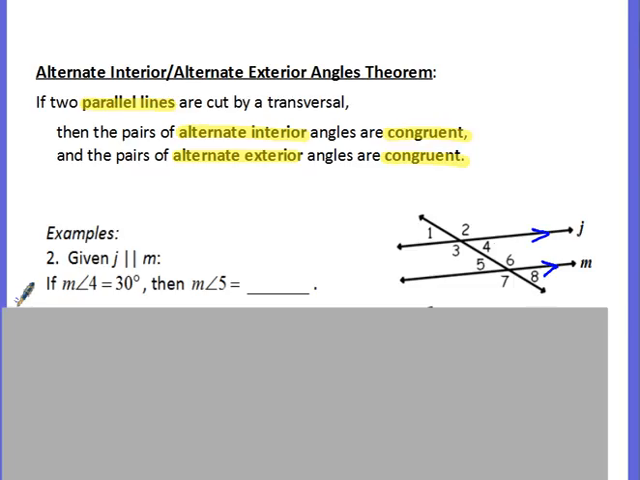Anyway, angle 4 is right here. That's an interior angle, has a measurement of 30 degrees. And what is the alternate interior angle? It's on the opposite side of the transversal and in between the two lines, angle 5. And then if angle 4 has a measurement of 30 degrees, then angle 5 also has to have a measurement of 30 degrees. That's all the alternate interior angles theorem says.